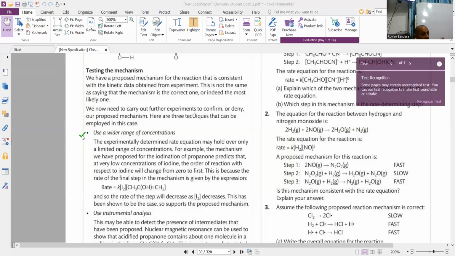For example, when finding the order of reaction in the initial rate method, we took the concentration of one reactant constant and changed the other one. Like that, you can check. So we are going to determine the mechanism now. Just write: use a wider range of concentrations.